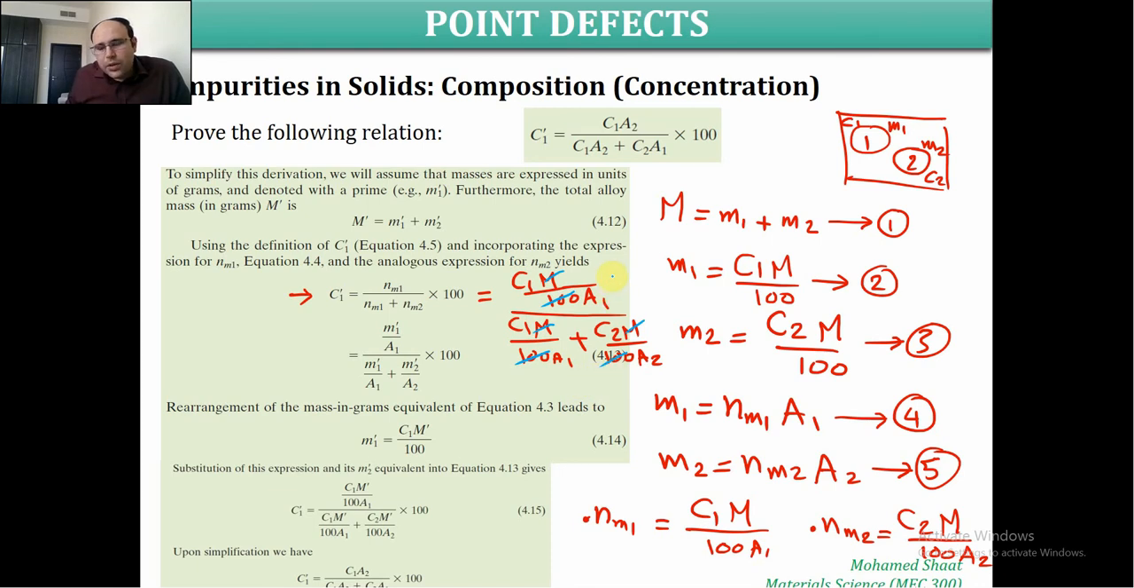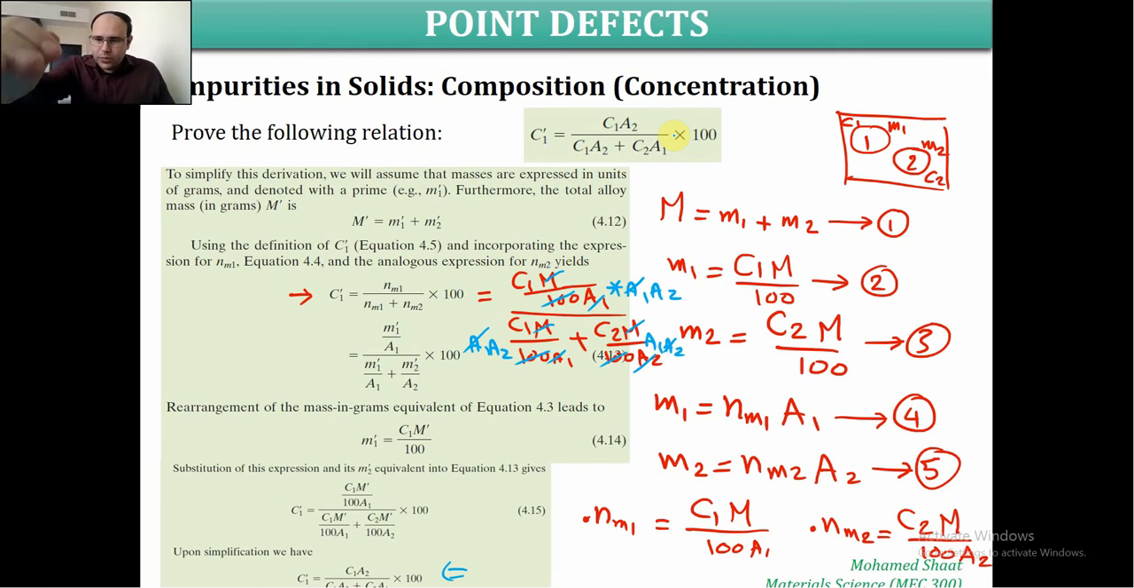Then you can multiply the numerator and denominator times A1 times A2. It means that you're just going to multiply all terms times A1 A2. So definitely A1 will be cancelled with A1, here A1 will be cancelled with A1, and A2 will be cancelled with A2. So you're going to end up with C1 A2, divided by C1 A2 plus C2 A1, times 100. This gives the expression that we got.